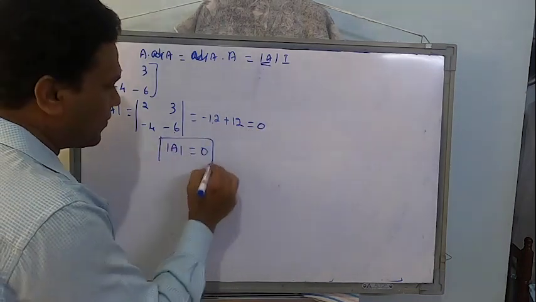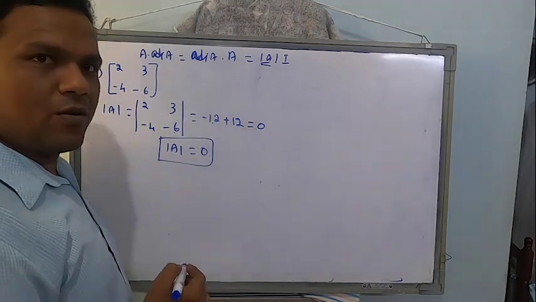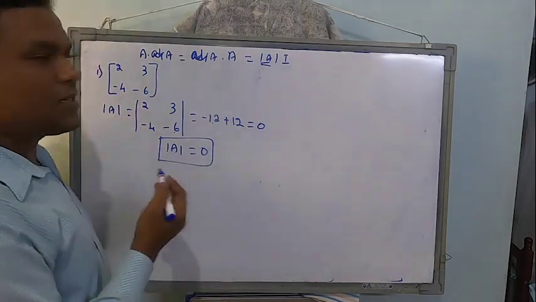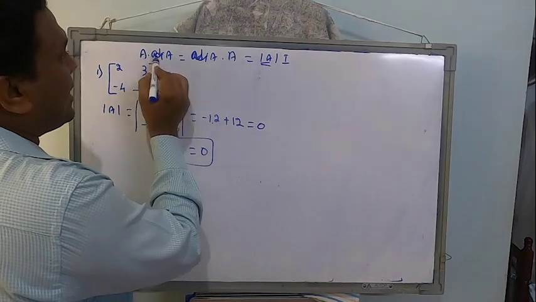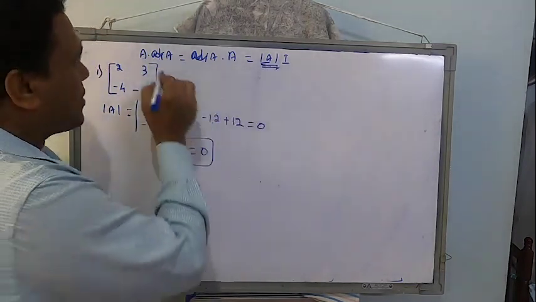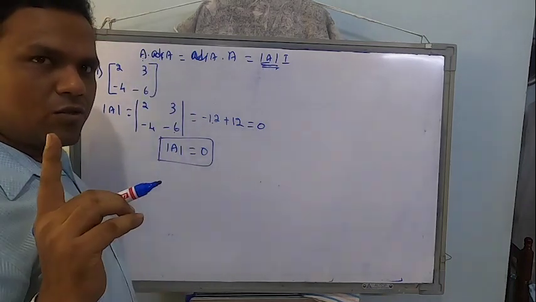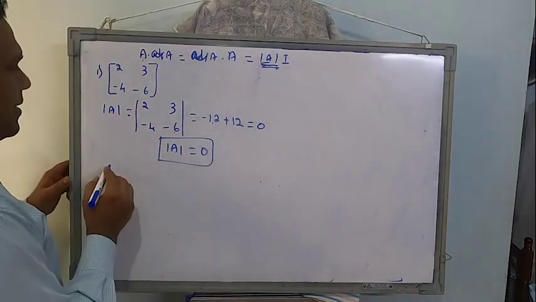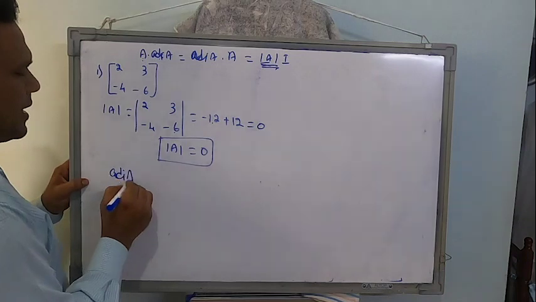You're getting determinant of A not equal to 0, correct? Now, what should I get when I multiply A by adjoint A? Determinant itself is 0, so the answer for A multiplied by adjoint A should also be 0. Fine, let's see that. So let us find out adjoint A.